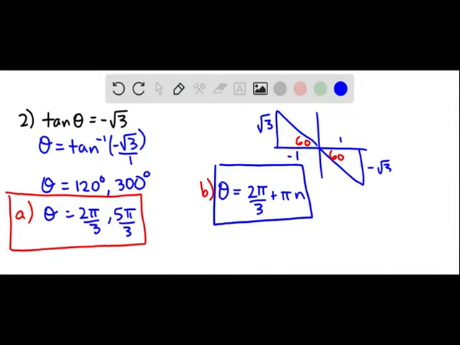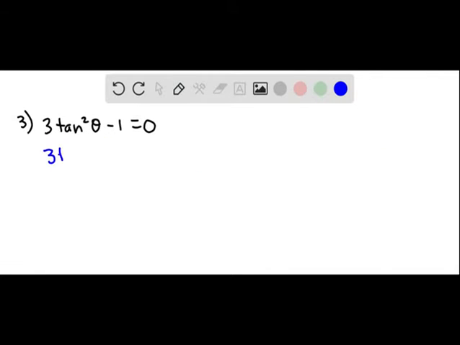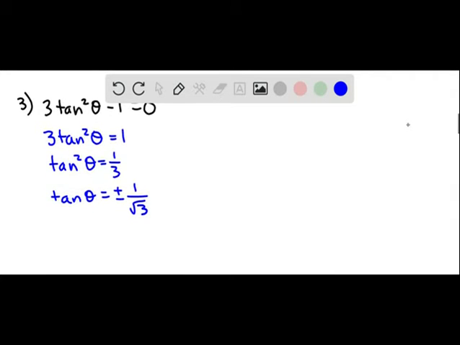Okay, problem number 3. So let's add 1 to both sides, and then divide both sides by 3. And then we'll take the square root of both sides. Don't forget about plus or minus. Square root of 1 is 1, and square root of 3 is 3. And then the inverse tangent.